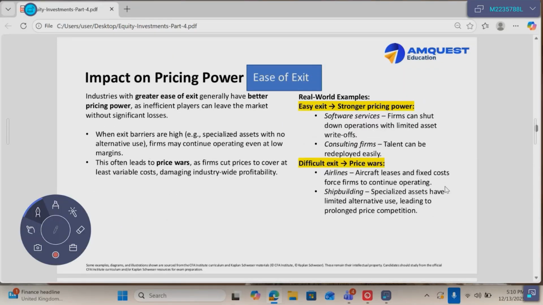The next is ease of exit. Now, ease of exit refers to how easily can you close your business by winding up and selling whatever inventory you have, or finding an alternative use for the product. So let's say I'll give you an example.